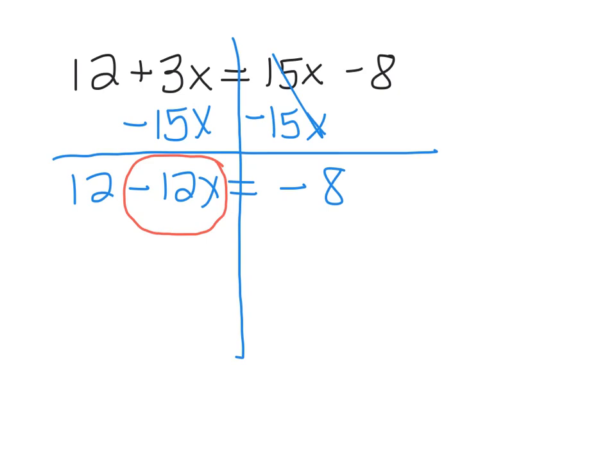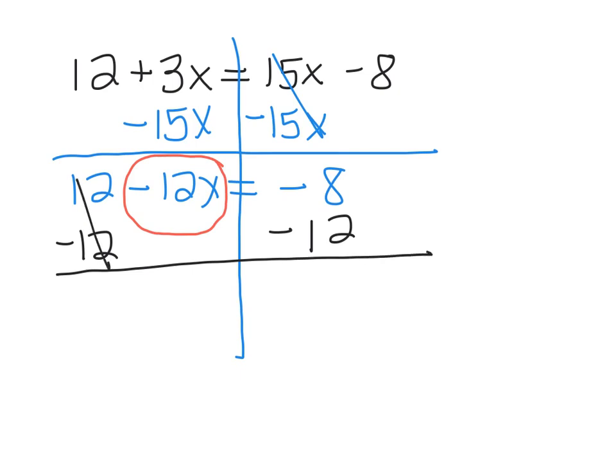Again, using inverse operation. So to move a positive 12, I'm going to say minus 12 on both sides, and I can put it under the 8 because those are still like terms. So I'm going to bring down my negative 12x equals negative 20.